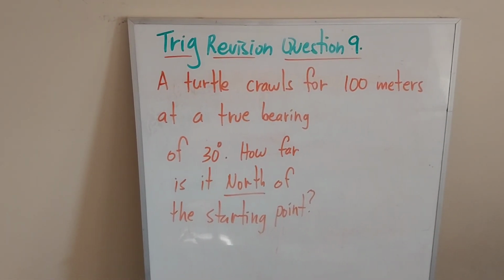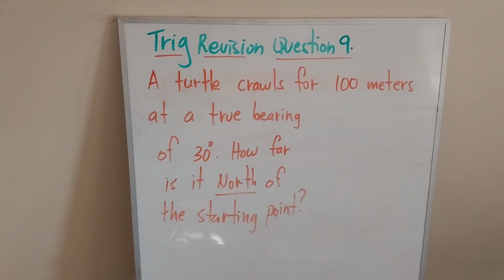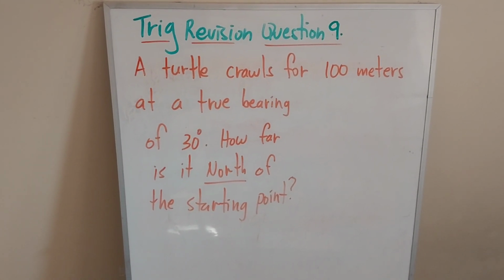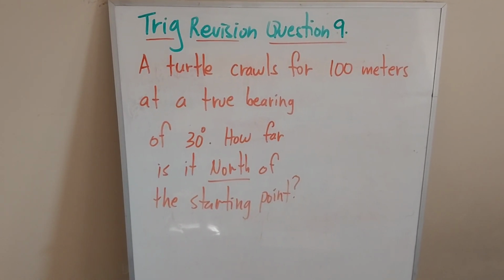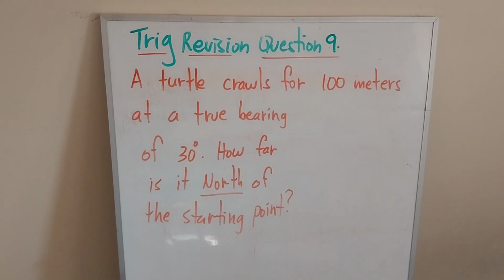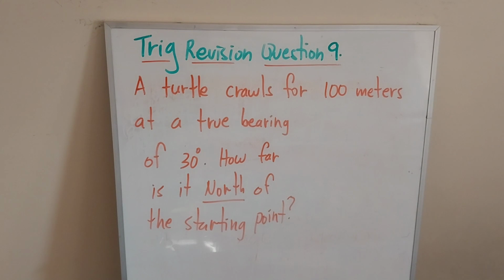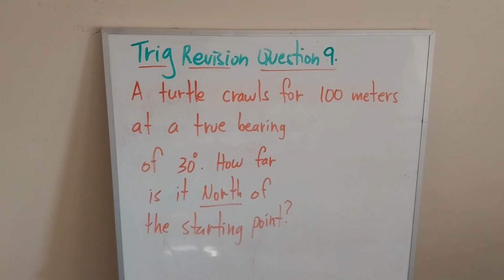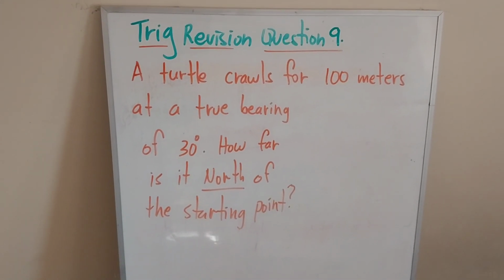Trigonometry revision question number 9. A turtle crawls for 100 meters at a true bearing of 30 degrees. So let's assume the turtle crawled in a straight line for 100 meters and stopped at the finishing line. How far is it north of the starting point?